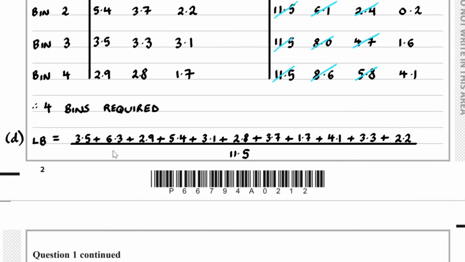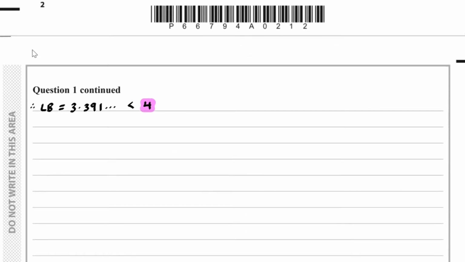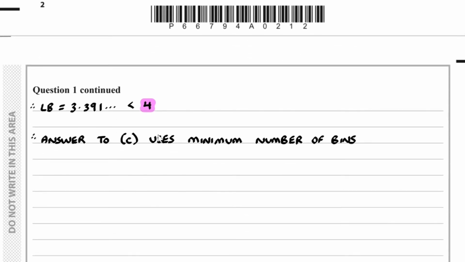So here is how we work out the lower bound. We add together all the various entries and then we divide by 11.5. And if we work this out, we can therefore conclude that the lower bound is equal to 3.2391, etc. And the value we see here is less than the 4 we saw here, that 4 bins were required. And so we can conclude that our answer to part C uses the minimum number of bins.